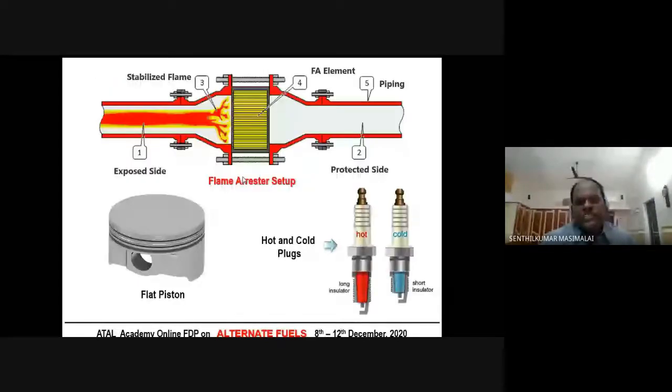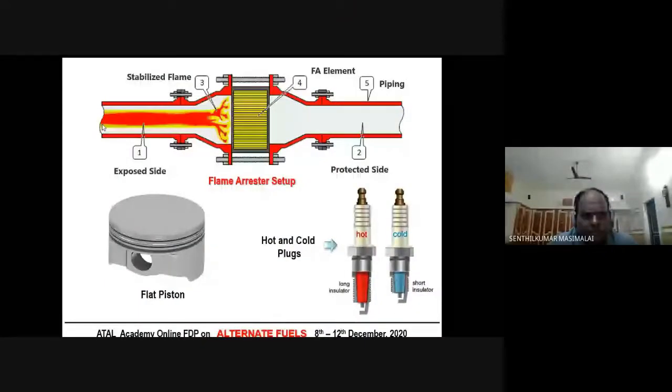This flame arrestor can be placed in case of carburation. In case of supplying hydrogen through carburation, before supplying the hydrogen into the combustion chamber, we can place this flame trap. This is the pipeline through which hydrogen will be supplied. And in case of backfire through the intake manifold, if the flame comes like this, it will get extinguished because of this mesh.